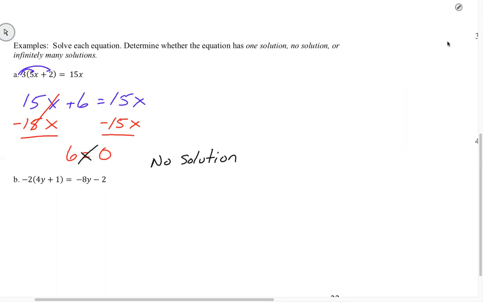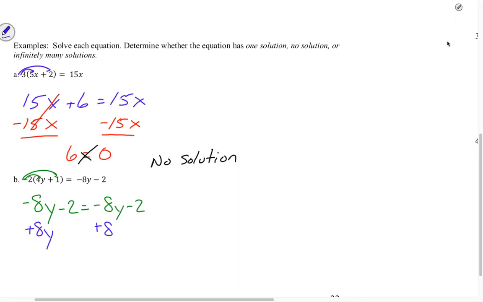But with a problem like B, if I distribute that negative 2, I have negative 8y minus 2 equals negative 8y minus 2. Now, again, some of you are probably saying, like Jordan, well, the left and the right are exactly the same. And you're right, they are. My answer is going to be infinite solutions. But if you don't see that, well, we can go ahead and try and solve it.